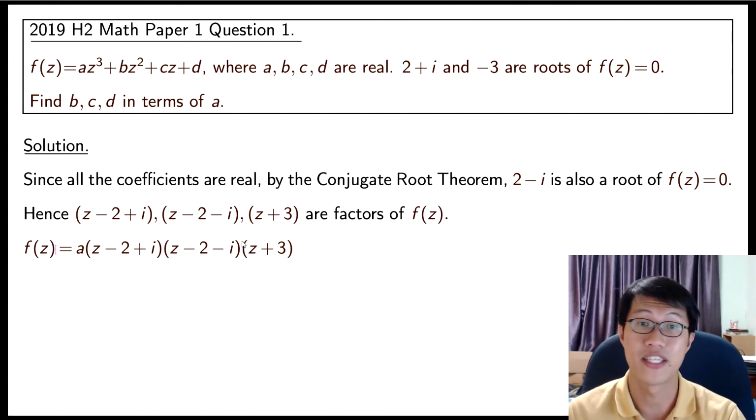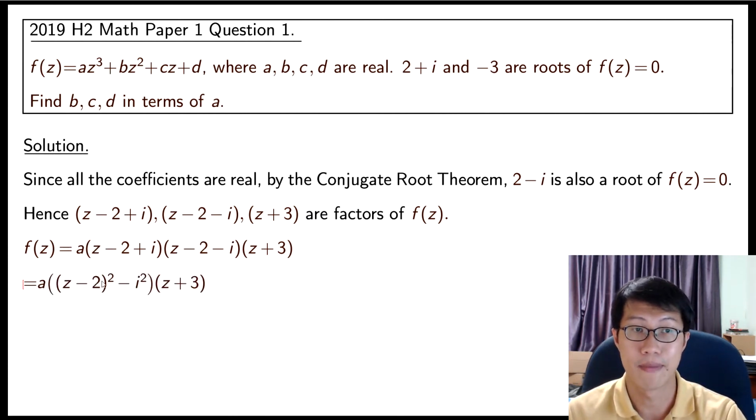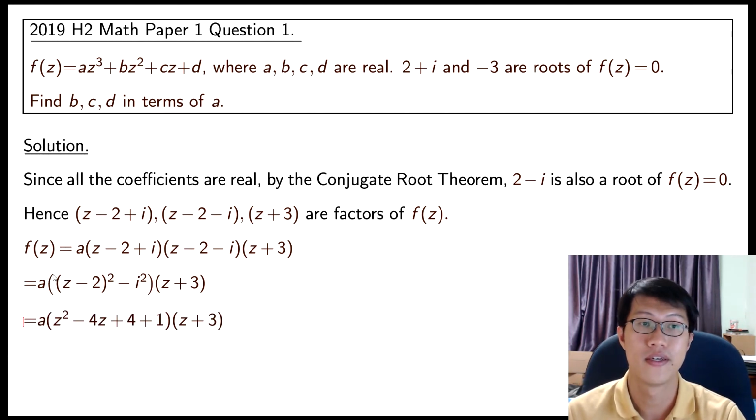Let us expand these three factors. To expand this a bit faster, we group z minus 2 together. For these two, we can use the (a plus b)(a minus b) formula. So it gives us (z minus 2) squared minus i squared, since (a plus b)(a minus b) is a squared minus b squared. Okay, so we further proceed with our expansion. Expanding this quadratic gives us z squared minus 4z plus 4. i squared is minus 1, so minus minus 1 gives us plus 1. Okay, we further simplify: plus 4 plus 1 gives us plus 5.